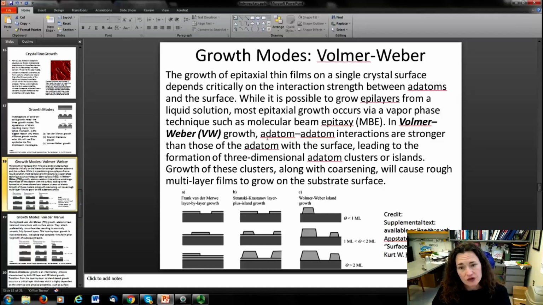In VW growth, adatom-adatom interactions are stronger than adatom-surface atom interactions, and that leads to the formation of 3-dimensional adatom clusters, or islands, as pictured in column C here. And the growth of these clusters, along with coarsening, causes these rough multi-layer films to grow on the substrate surface. So in other words, it doesn't form in VW growth these types of flat surface films. It forms these islands, and the islands get taller and taller, and that leads to a rough surface.